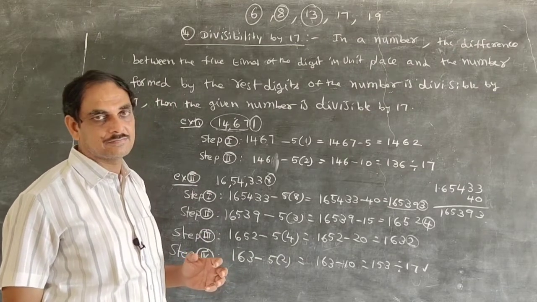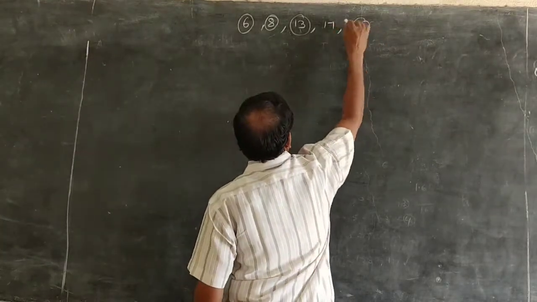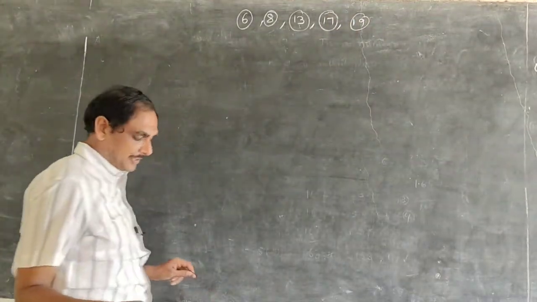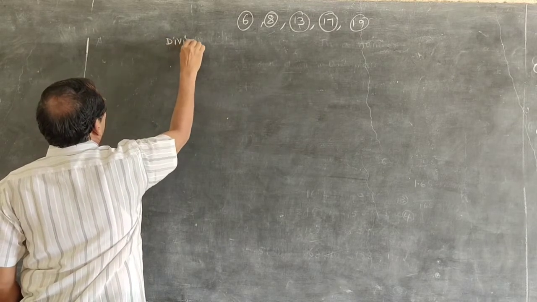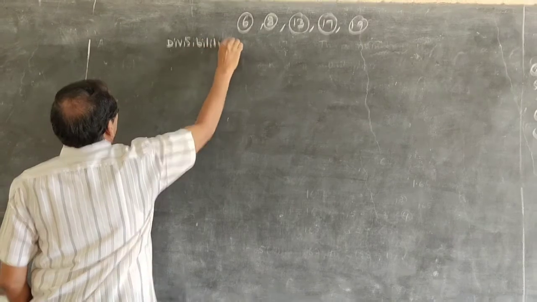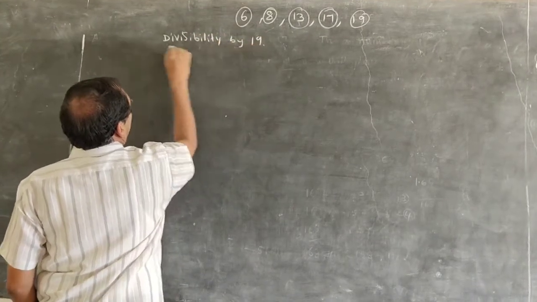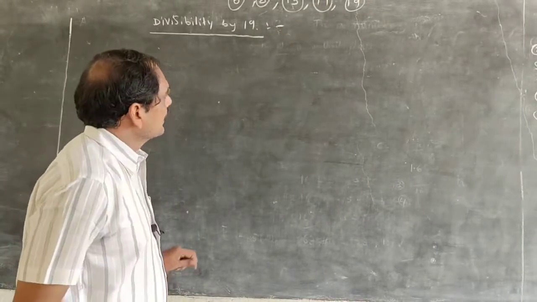Next, we go to the divisibility rule for 19, since 17 is already discussed. Next, divisibility by 19.